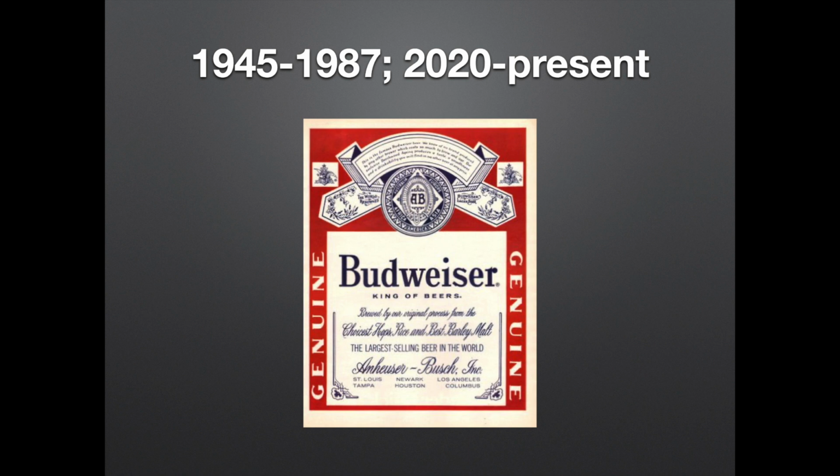And below that, we have the names of some cities like St. Louis, Newark, Los Angeles, Tampa, Houston, and Columbus. And on the sides of that top banner from earlier, we have some eagles inside some white squares. And we also have the word genuine once again. And all of these things are inside this red rectangle with white outline.